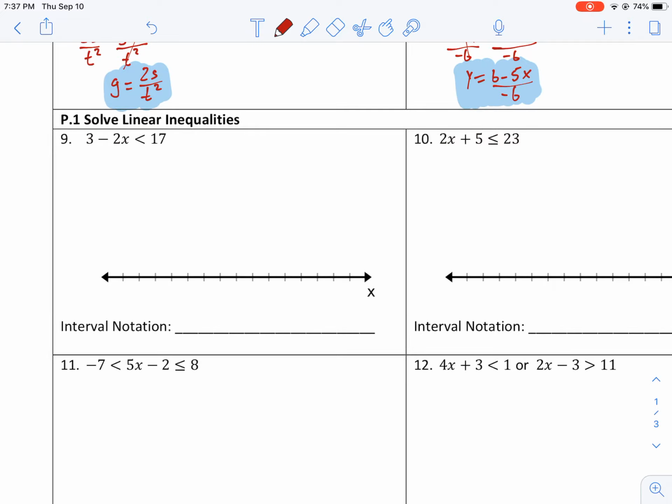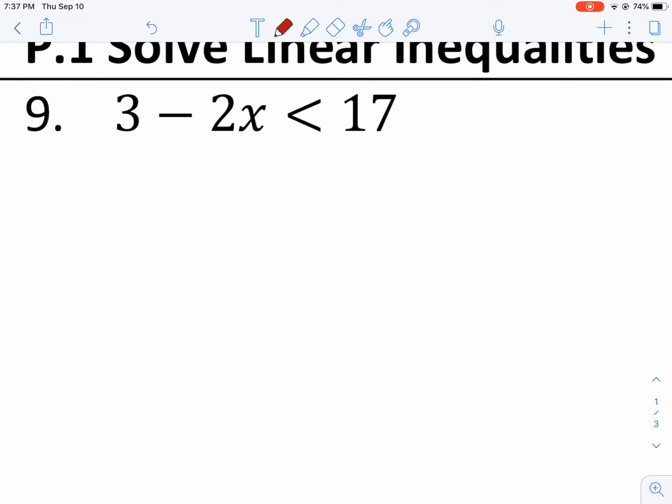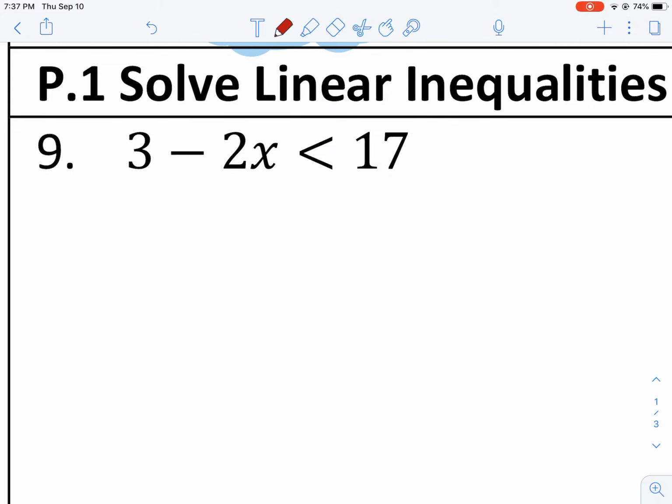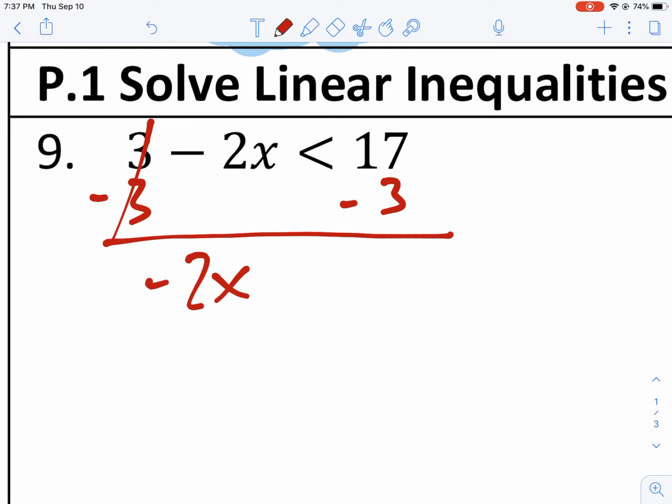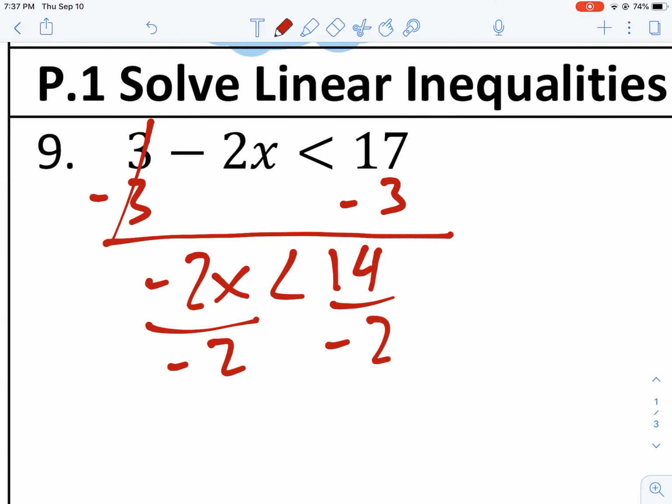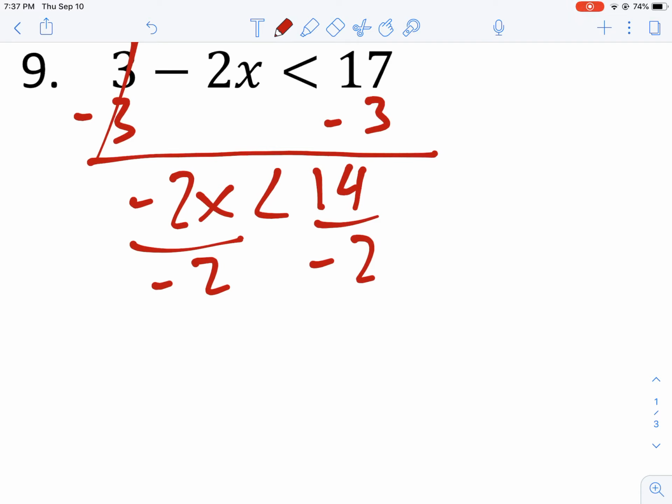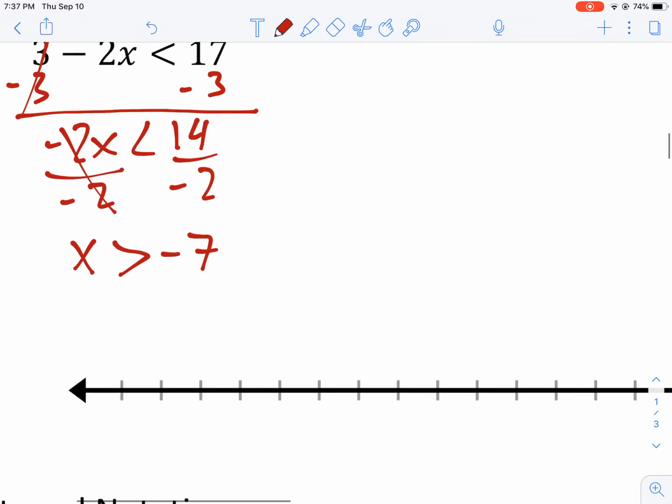Now we're going to do a couple on inequalities. So that's what we did just this week or last week, depending on when you're watching this video. So again, we're trying to solve for x. So we're going to subtract 3 on both sides to get rid of that. So now we've got -2x is less than 14. Now we need to divide by -2. And since we're dividing by a negative, we have to do our flip rule, which is going to flip this. So x is greater than positive 7.